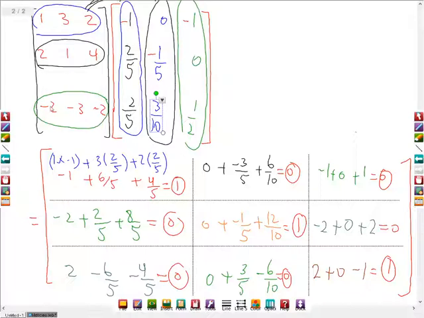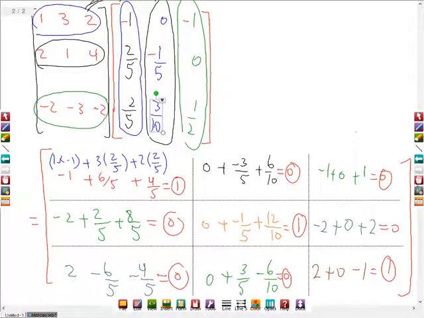We do the same step for here. Negative 2 times negative 1, guys, 2. Negative 3 times negative 2, negative 6 over 5. Negative 2 times 2, negative 4 over 5. Negative 2 times 0, 0. Negative 3 times negative 1, 3 over 5. Negative 2 times 3, negative 6 over 10. Negative 2 times negative 1 is 2. Negative 3 times 0 is 0. Negative 2 times 1 half, negative 1 half.